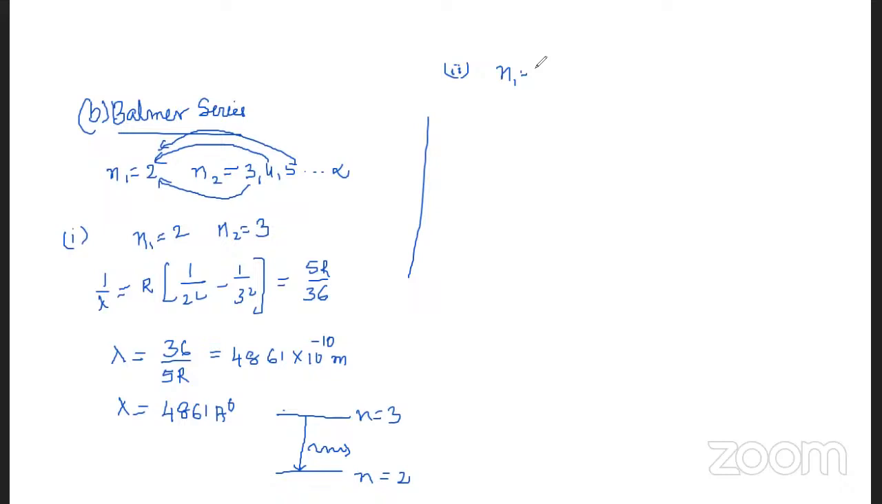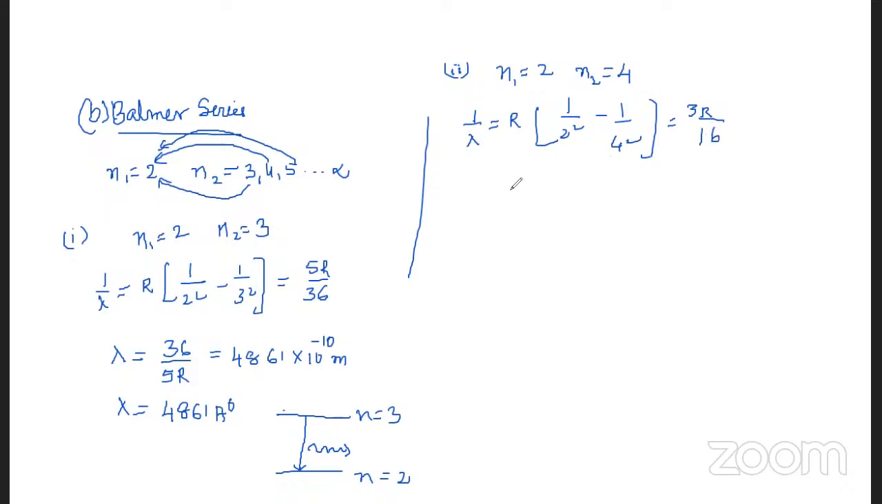N1 should be 2, and N2 should be more than this, 3, 4 if you take. N2 is equal to 4 if you take. So similarly, by substituting the values, 1 by lambda is equal to R into 1 by 2 square minus 1 by 4 square, which we are going to get as 3R by 16.